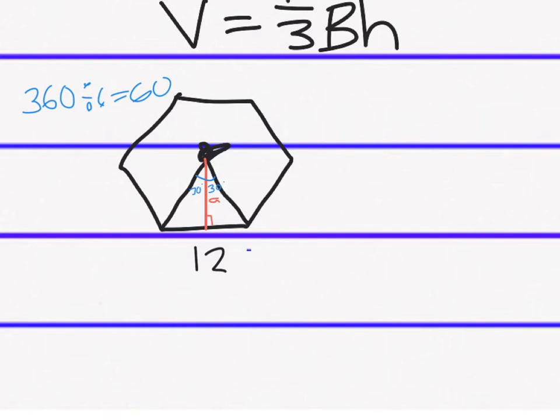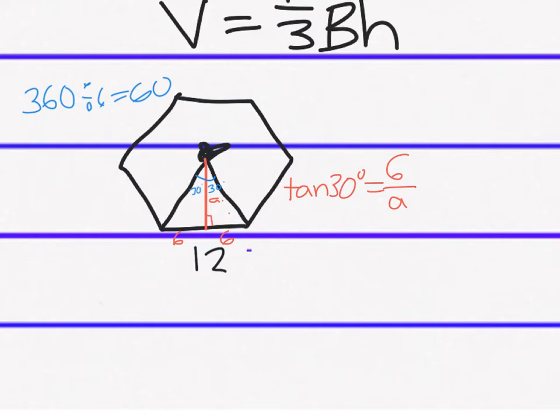So I can also make this a 6 and a 6, because 12 split into 2 is 6. Now you have several choices for finding your apothem. You could do tangent of 30 equals opposite, which is 6, over adjacent, which is A, my apothem, and I could cross multiply and solve.